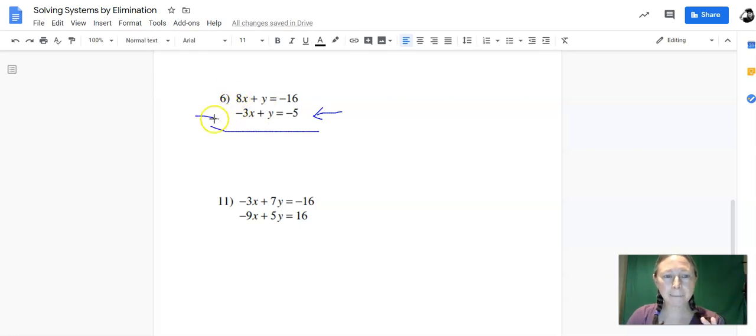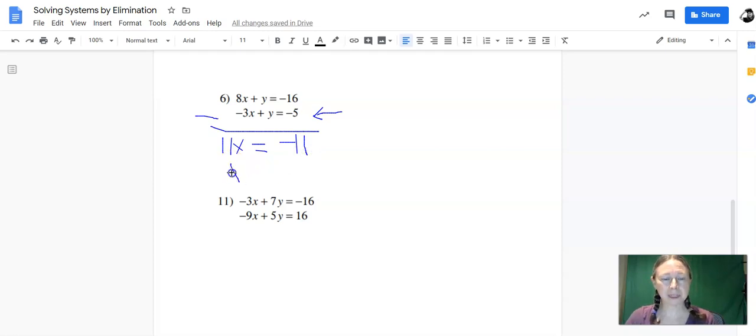So 8x minus negative 3x. See how that works? We're subtracting negative 3x. 8x minus negative 3x is 11x. y minus y is 0. It's gone. Negative 16 minus negative 5 is negative 11.